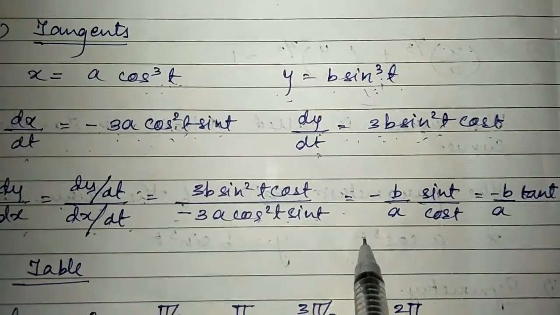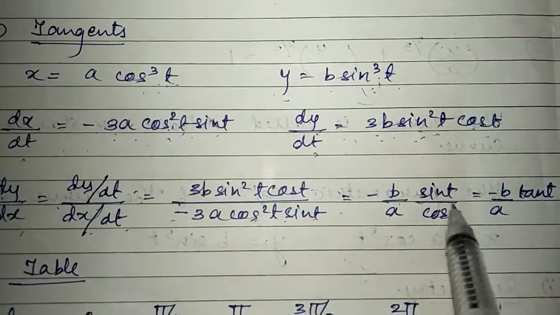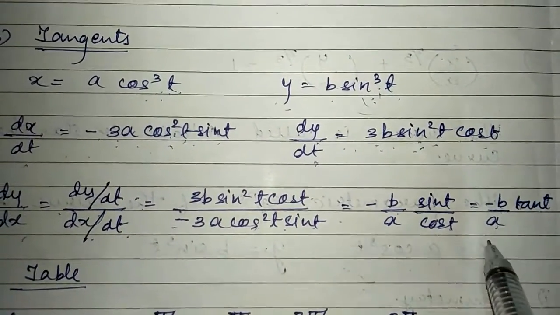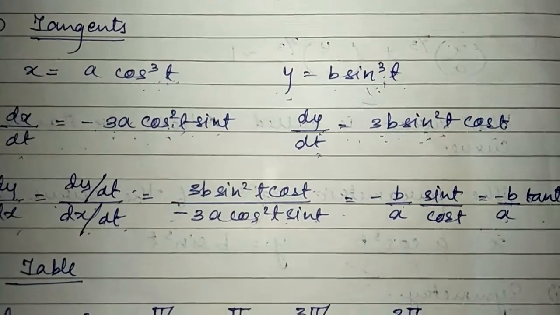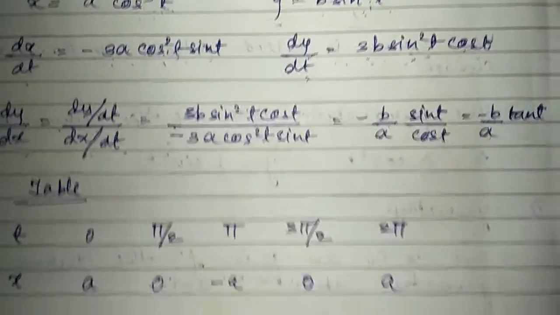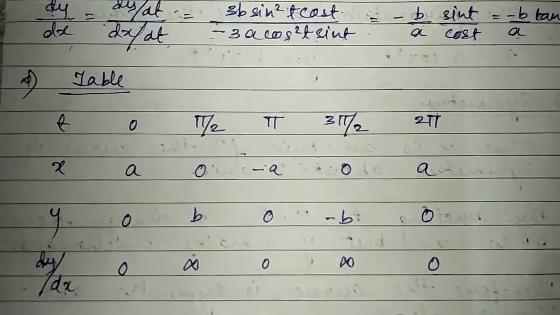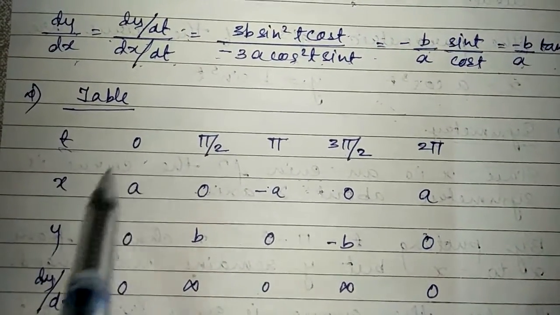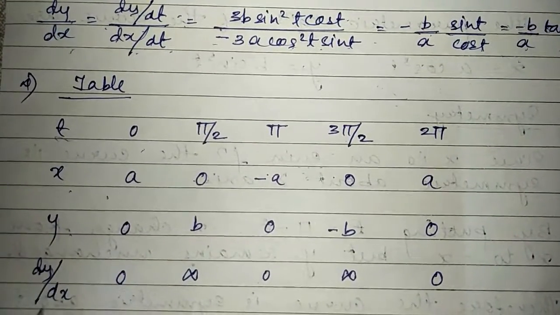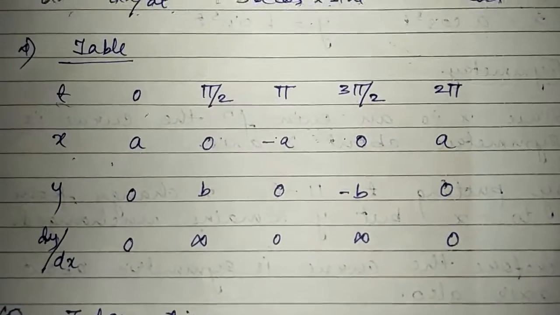So on simplification we have minus b upon a sin t or minus b upon a tan t. This is dy by dx. And now we'll prepare a table for different values of t and the corresponding values of x, y and dy by dx.